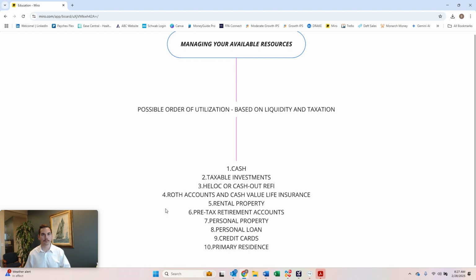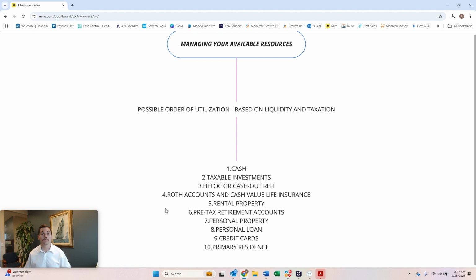Next on the list would be pre-tax retirement accounts. This has age stipulations, right? There are some exceptions out there for the 10% early withdrawal penalty, but generally, if you take money out of a pre-tax retirement account prior to age 59 and a half and you don't meet one of those exceptions, then you're going to pay ordinary income tax and a 10% early withdrawal penalty. So that may not be a good fit.